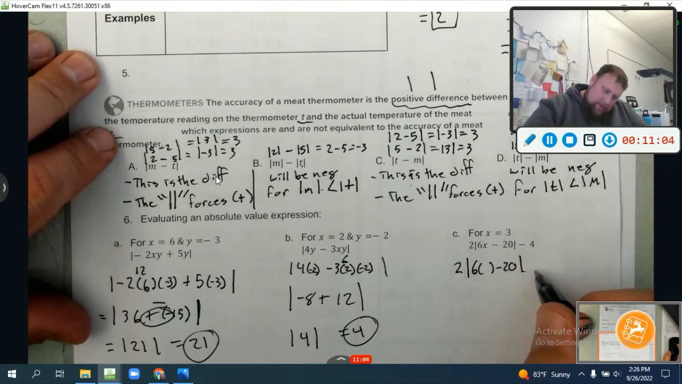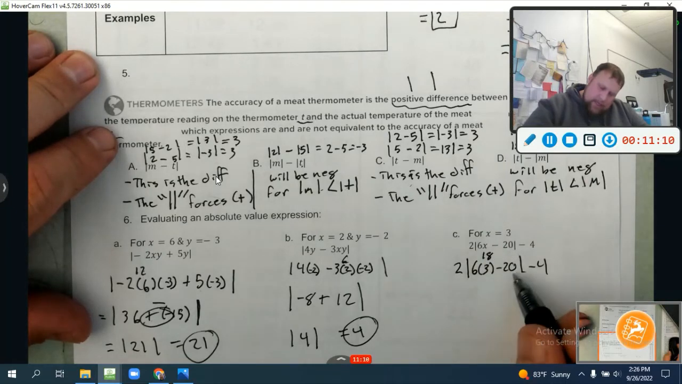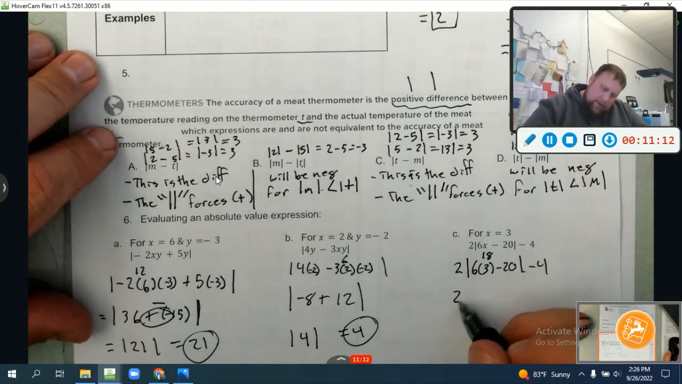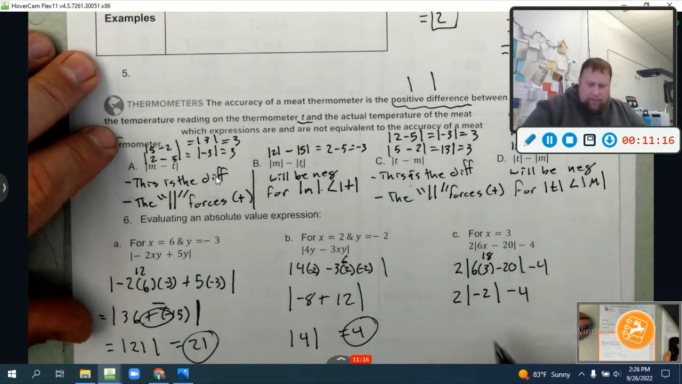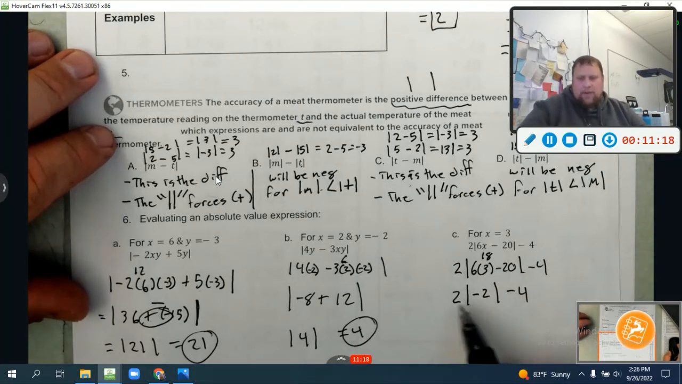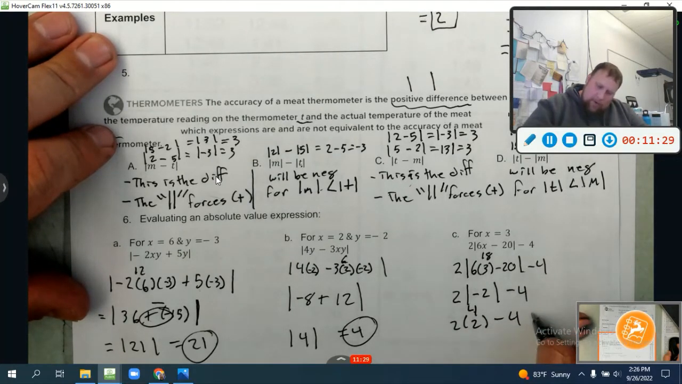Plug in 3, and we get 6 times 3 is 18. What's 18 minus 20? Well, that's negative 2. So this is going to be 2 times the absolute value of negative 2 minus 4. We have to evaluate this first. We don't multiply these and get negative 4, because watch, what's the absolute value of negative 2? It's positive 2. So I end up with 2 times 2, which is just 4. What's 4 minus 4? It's 0. Boom.